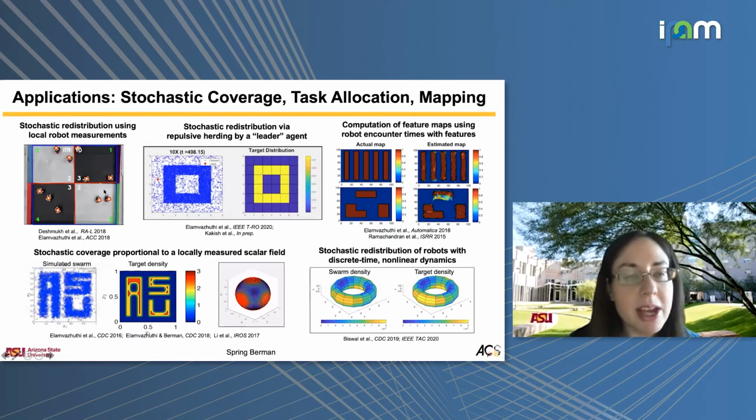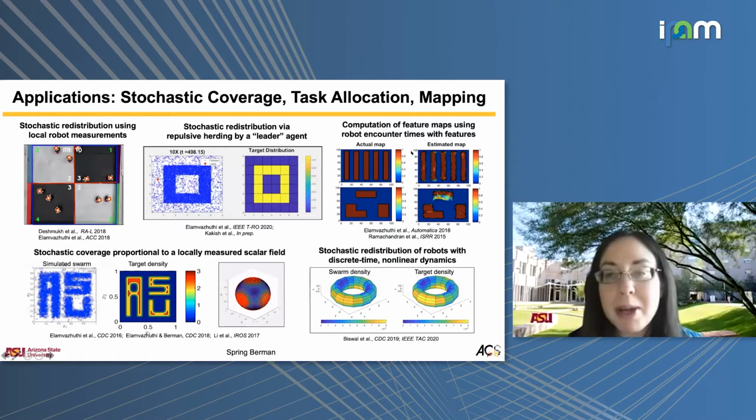This is stochastic redistribution among a set of sites using only local robot measurements. In the middle, this is a leader-based herding strategy, sort of like a sheepdog herding a bunch of sheep. We can also look at mean field models. If we can assume the model of the swarm, we can sometimes back out geometric features from just encounter time data with these features.